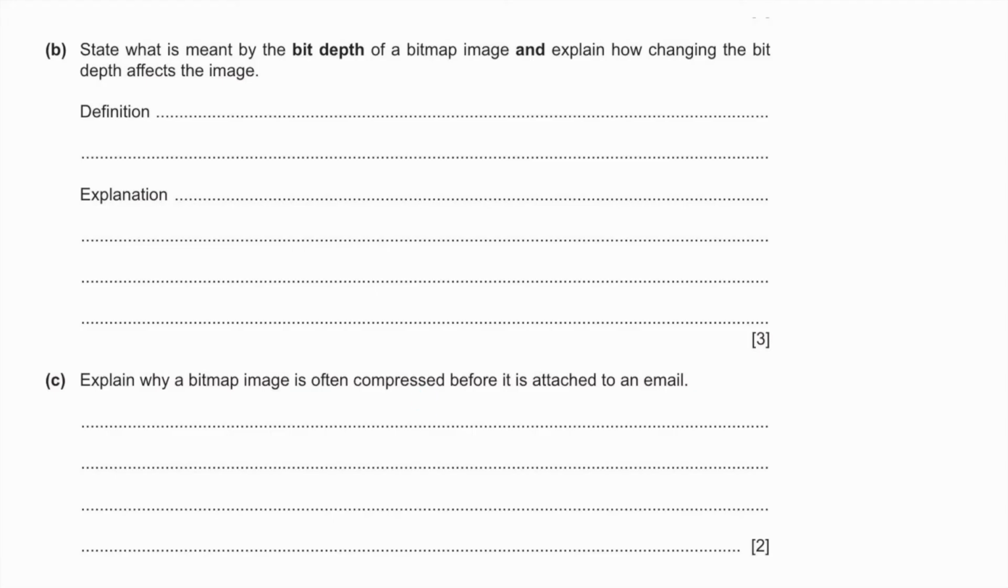This one's about compression right here. Explain why a bitmap image is often compressed before it is attached to an email. Now we're going to talk about compression later, but the most likely reason is because if we compress it, then it'll just take up less space and it takes less time to email. The email itself is smaller.